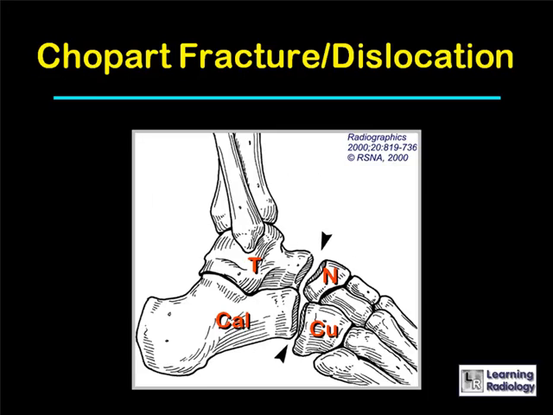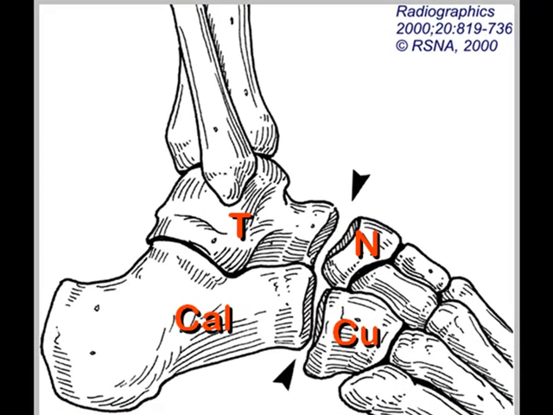This is a diagram from Radiographics. The black arrows are pointing to the Chopart joint, which occurs between the talus and the calcaneus that make up the hindfoot, and the tarsal navicular and cuboid that make up the midfoot.